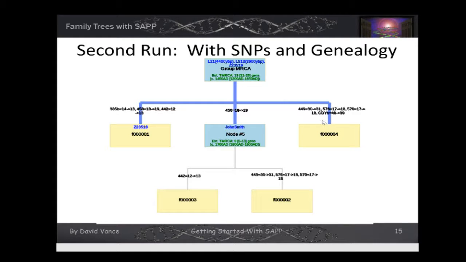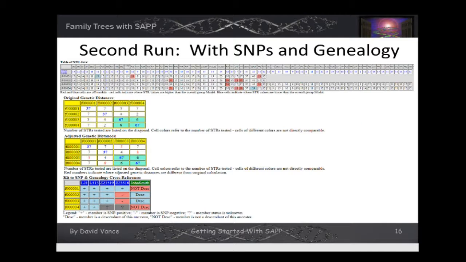That's unlikely, of course, from a statistical standpoint, but because of the genealogy data that I entered, SAPP will force the tree into that configuration because it assumes that the genealogy data is correct. It will not override that. Now, if we take a look at the table output, that's just the fact that those are now considered parallel mutations. And if I go to the actual table charts, I again get the exact same table of STRs. I get the same original genetic distance.